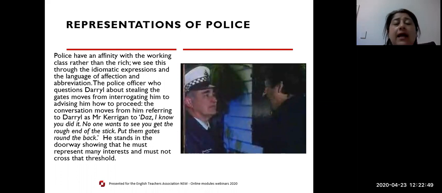You can see in his language, the way he abbreviates Daryl to Daz. "I know you did it. No one wants to see you get the rough end of the stick." Even the language is idiomatic, suggesting a connection to the working class. And the fact that the police officer visually is kind of straddling two worlds. He's looking at trying to connect to Daryl, working class, but he also has to represent the wider community. So we see that public conversation happening in that instance.